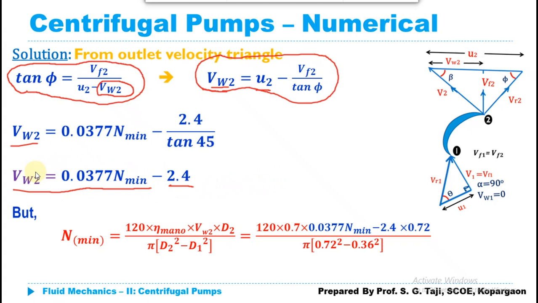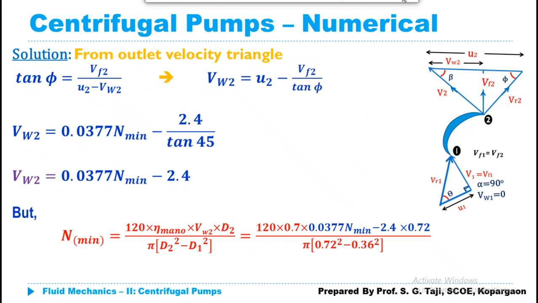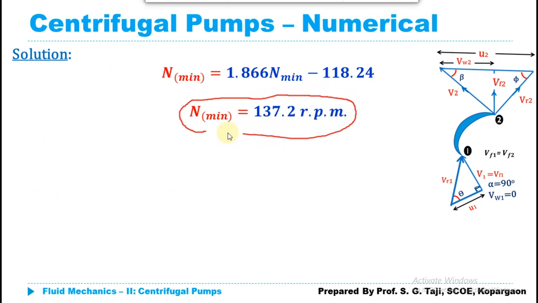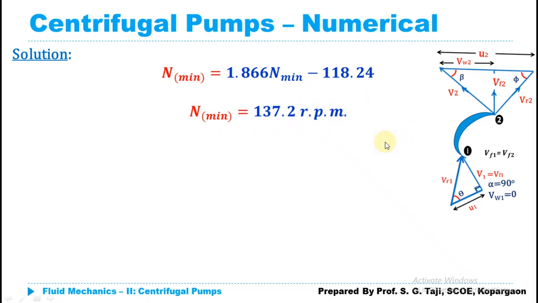Simply putting this VW2 in our expression of the minimum starting speed and calculating the value of N minimum, what we get here is N minimum equal to 137.2 rpm. So this is our required answer. Hope you understood this particular numerical. Let's move on to solve another numerical.